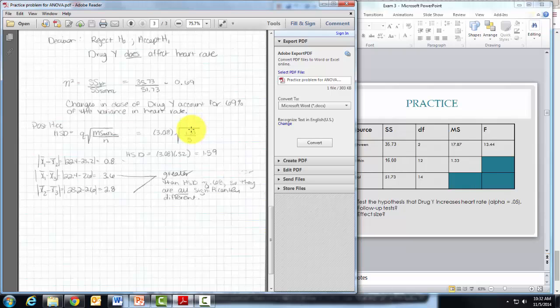For this, the equation for Tukey's honestly significant difference is Q times the square root of mean squares within over n. Remember, the rule is that n is the size of the cell, not the total n, but the number of people in the groups that you're comparing. So that would be 5 in this case. To find Q, I've gone to the back of the book and looked up the critical Q value for 2 and 12 degrees of freedom. Okay.